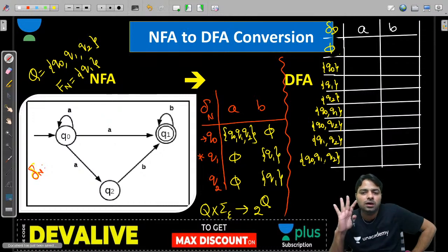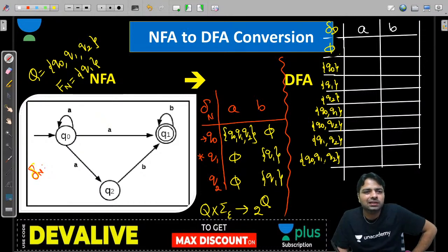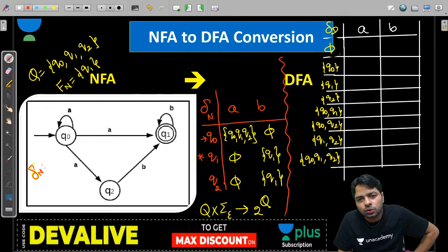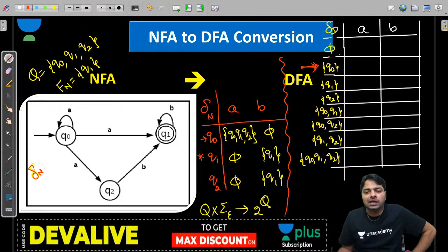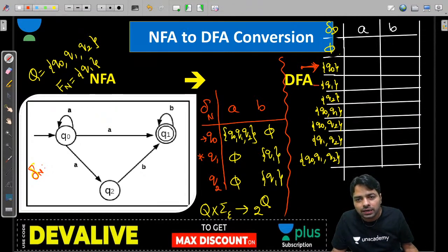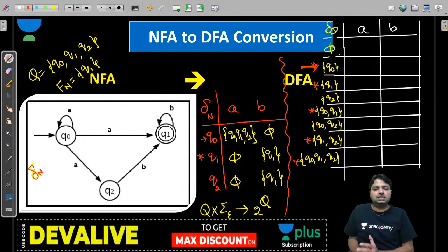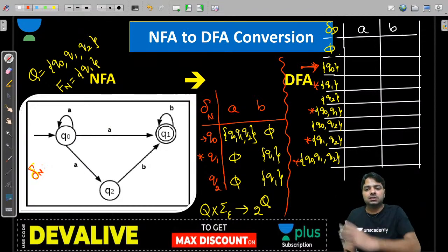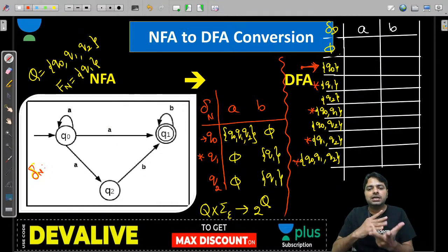Now the initial state is already defined, so Q0 is the initial state, and the final state is nothing but Q1. If it is present in any subset, that subset will become final. Now look at Q1: it is present in this set, this subset, and this subset. So all these subsets you are going to make final, wherever the final state of the NFA is present. So the initial state is clear, the final state is clear.